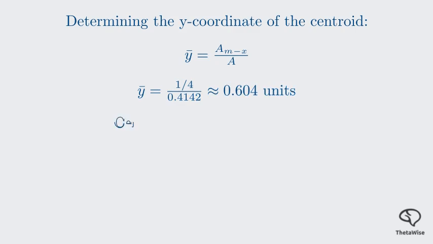The centroid of the area bounded by these curves is located at the point 1.3023, 0.604. This point should be inside the shaded area on our graph, and a quick look confirms it is in a reasonable position. This completes our first example. We have successfully used integration to find both centroid coordinates. Let's move on to our next example.